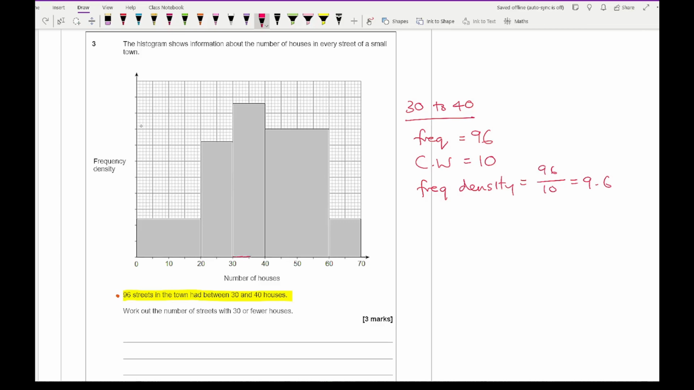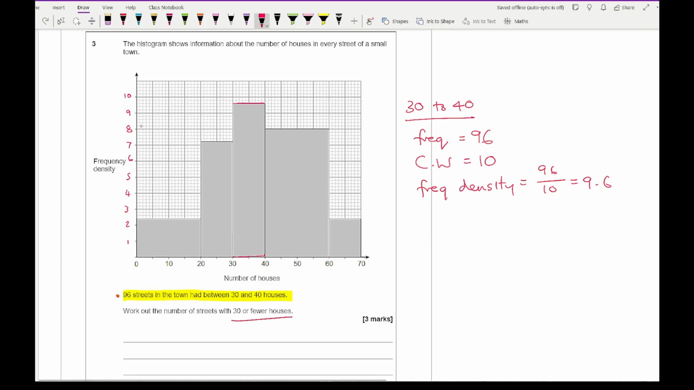So this column here, this value here is at 9.6. So by my calculations, every little box of 5 is going up in 1. So 9, 8, 7, 6, 5, 4, 3, 2, 1, 0. Now that my frequency density has been labelled on the axes, I can now work out 30 or fewer.